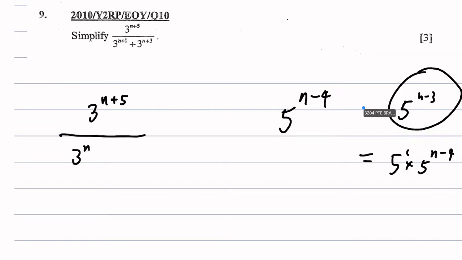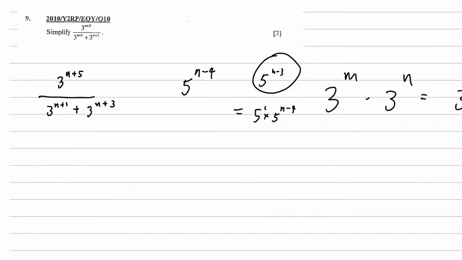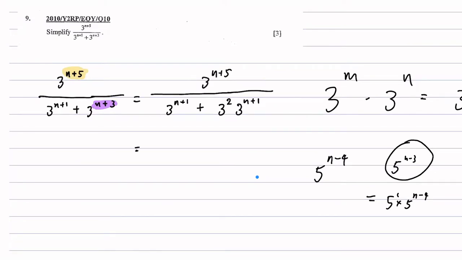Let's copy down the question first. Which is the biggest guy? N plus 5 is the biggest guy. But actually, sorry, leave the numerator alone. Focus on the denominator. N plus 3 is the bigger among the bottom guys. So we're going to work with the 3 power n plus 3. We're going to rewrite it as 3 power 2 times 3 power n plus 1. Is that true? Okay, good. Then here you have to times an invisible 1.